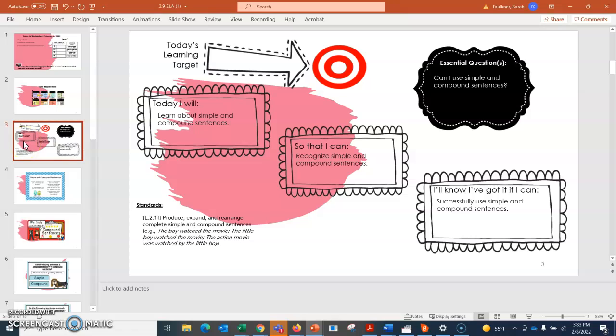Our learning target for today is we want to learn about simple and compound sentences so that I can recognize simple and compound sentences, and I'll know that I've got it when I can successfully use simple and compound sentences. Our essential question is, can I use simple and compound sentences? If I can, then I've hit today's learning target.